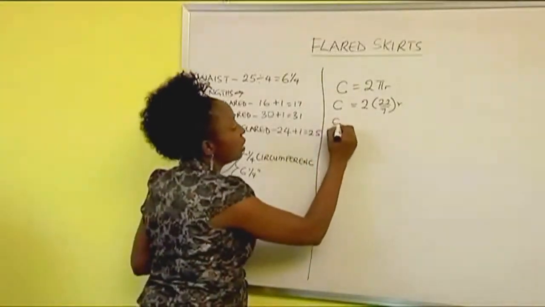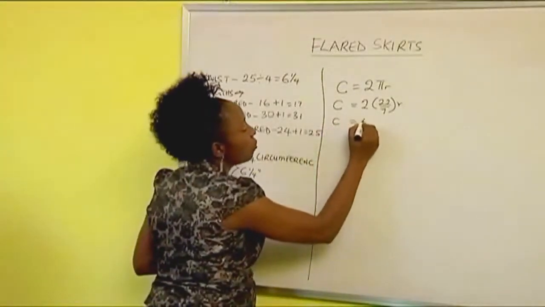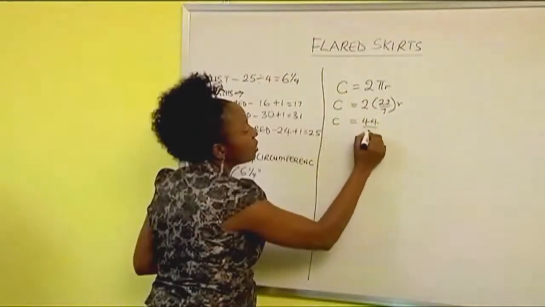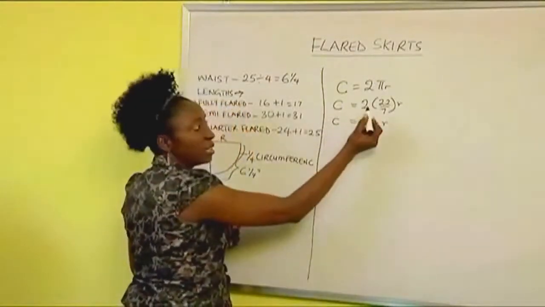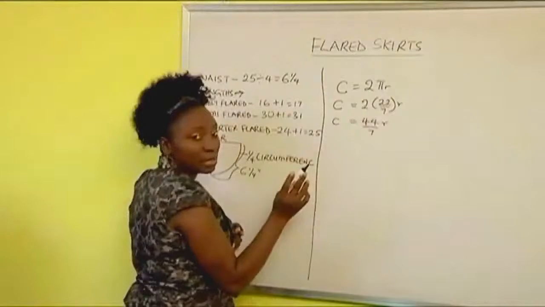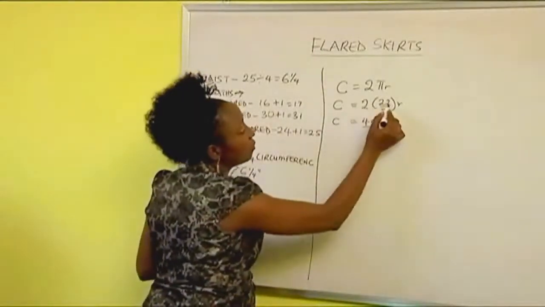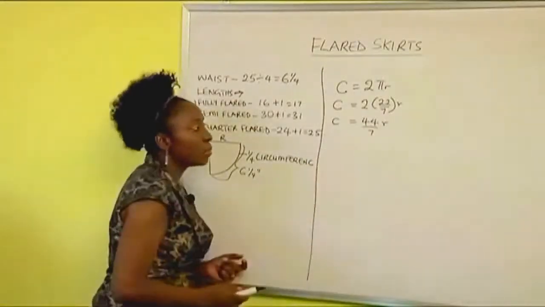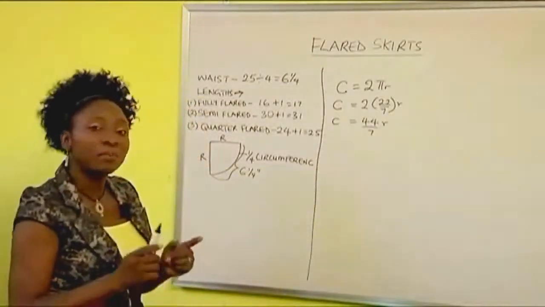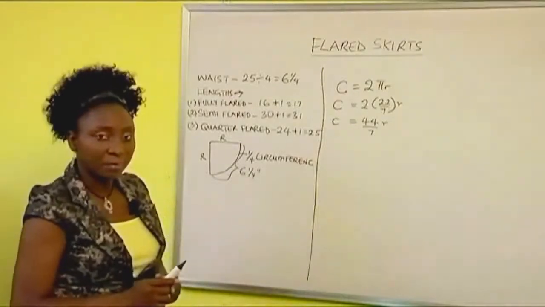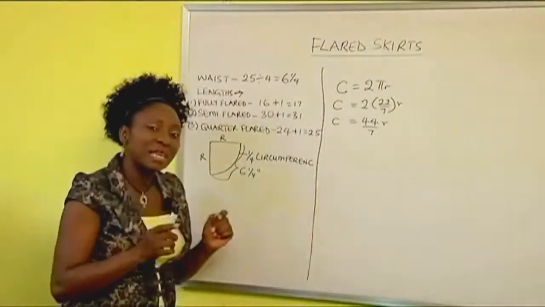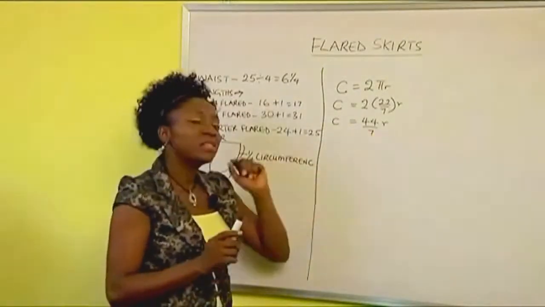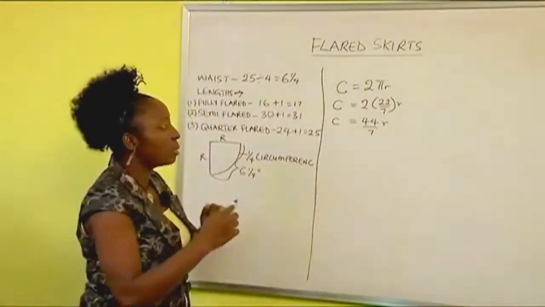So I'll give you C equals 44/7r, because I just multiplied 2 times 22. That's all I have to do. And I get my 44/7, and that will multiply by r. Now, after I've done this, I'm going to multiply both sides by 7, because I'm trying to see how I'm going to make r the subject of the formula. So that's what I'm doing.